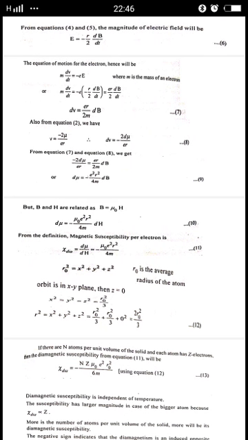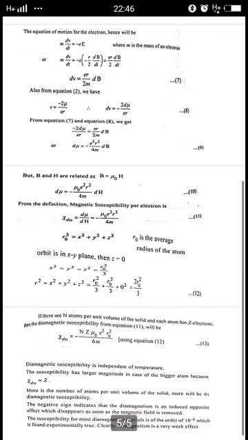Now from the definition of magnetic susceptibility per electron, given by chi, it is the magnetic moment divided by the applied field, that is dH. So from equation 10 we find d mu by dH, that is susceptibility, is equal to minus mu naught E square R square upon 4m. This is a general expression derived only for circular orbits. We assume here that the electrons are moving in circular orbits.